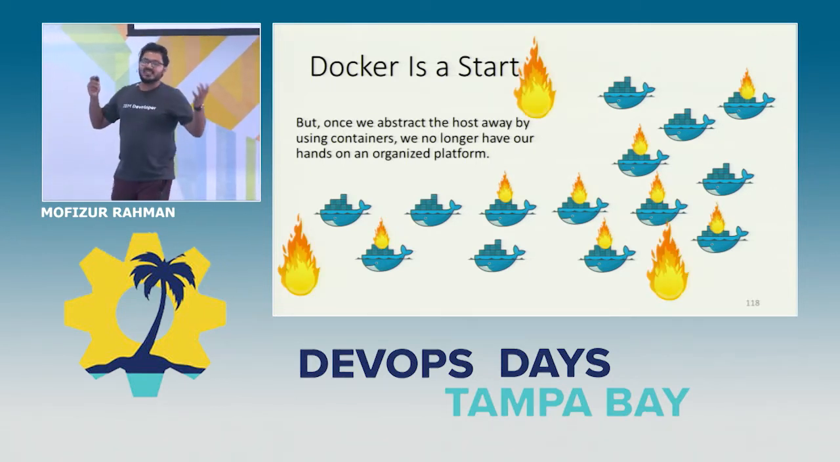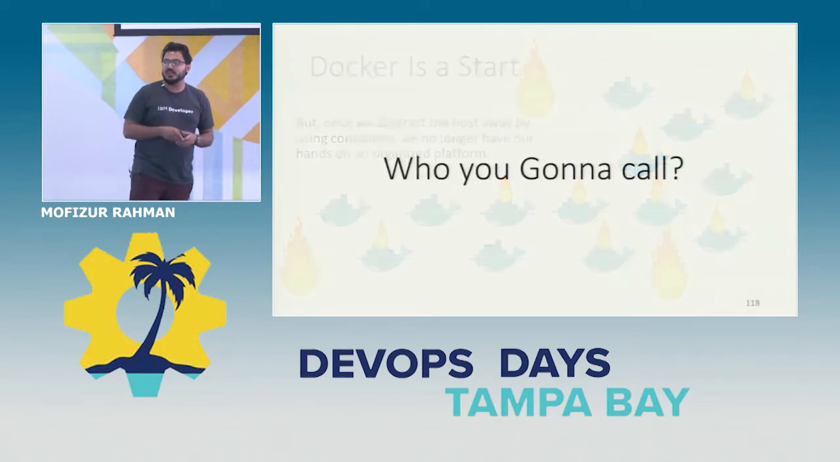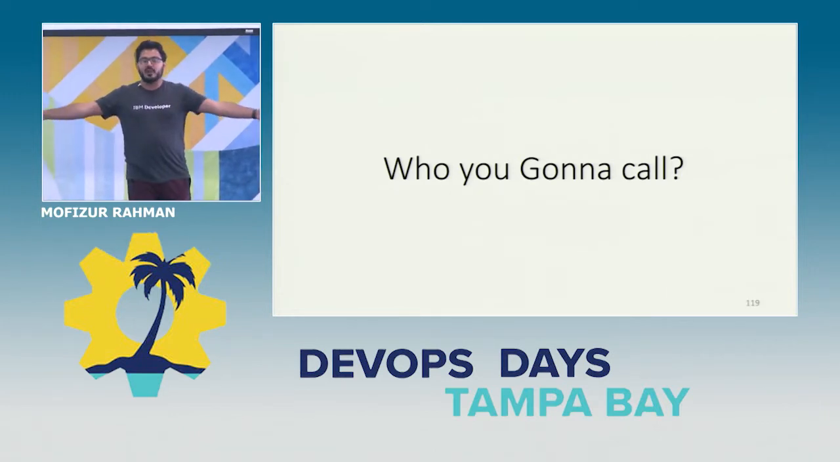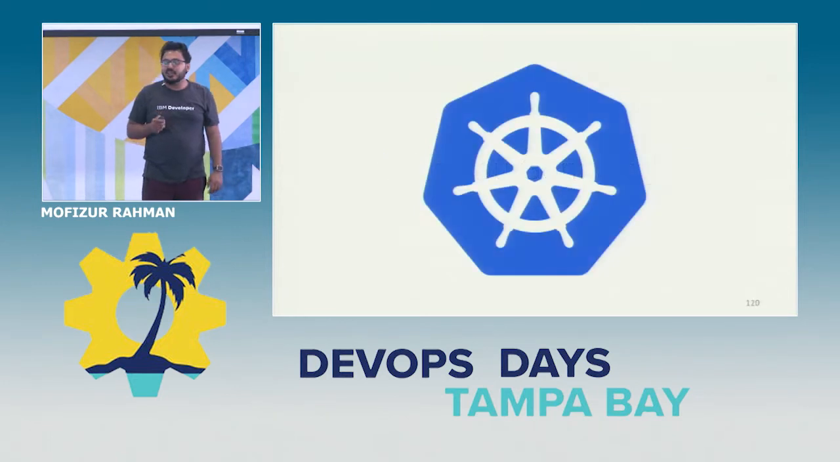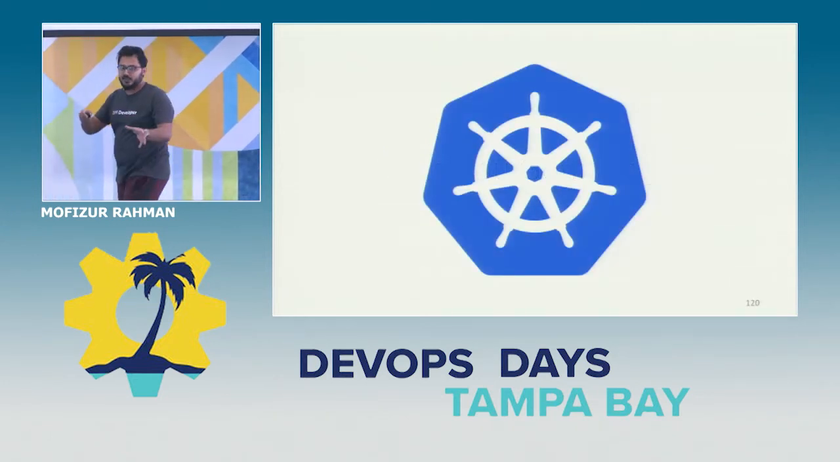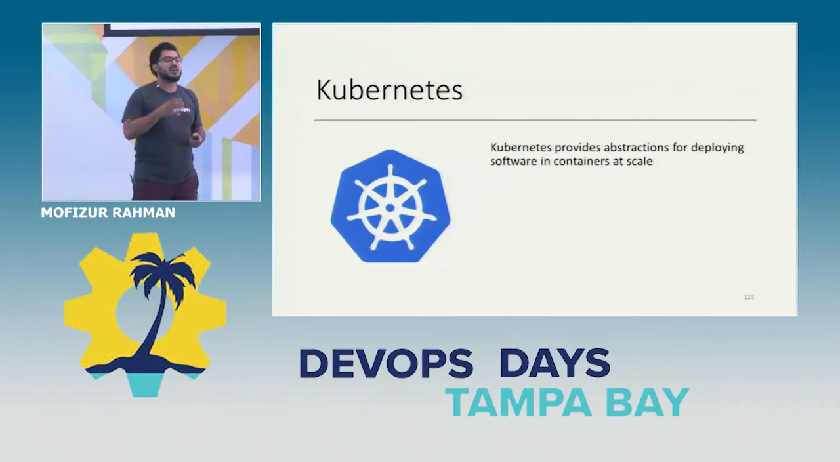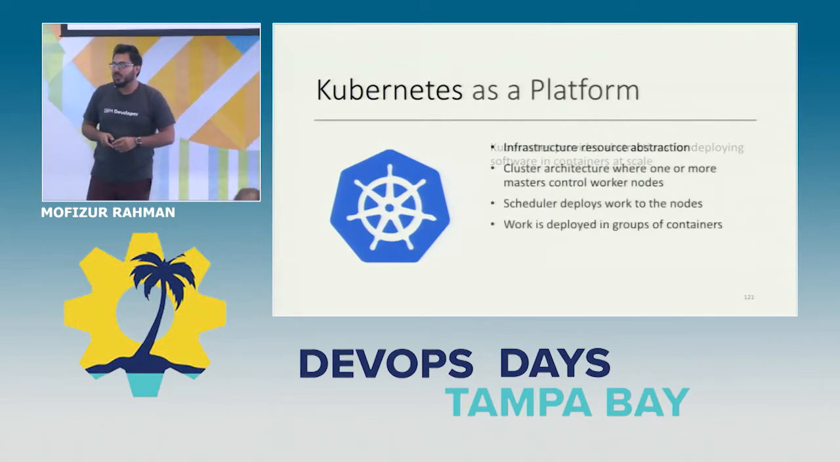So Docker by itself wasn't enough. People understood that pretty quickly. So we started thinking about container orchestration. We had a long-fought battle between Docker Swarm, Mesosphere, and Kubernetes. Finally, Kubernetes probably won that battle, at least for now. So what is Kubernetes? It just provides abstraction from the infrastructure to your containers.